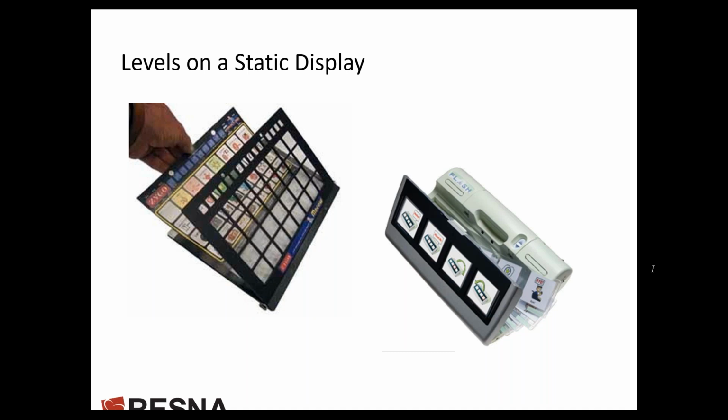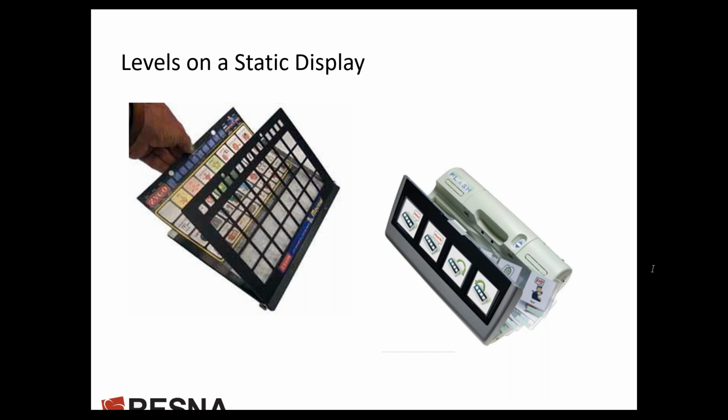Okay, so this is static display levels, and it shows the overlays being changed. Levels are selected by turning or opening the device or sliding it out of a device and having to put a new overlay in. So anytime you need to change the communication, so let's say one overlay is for food, one overlay is for greetings, right?